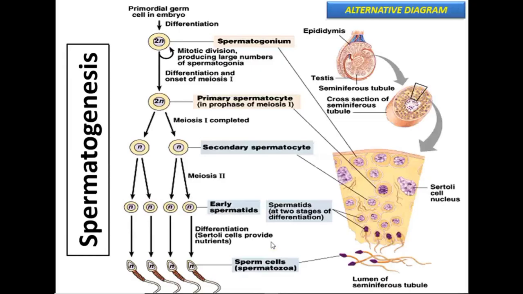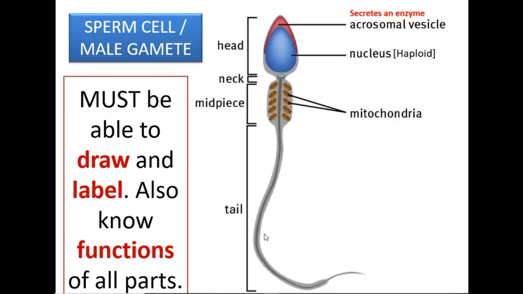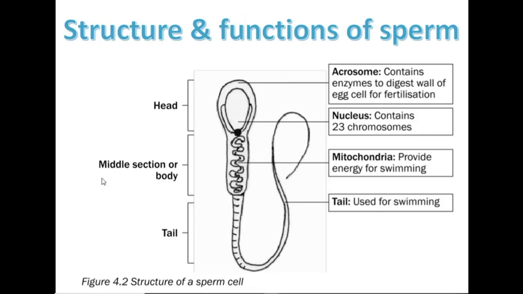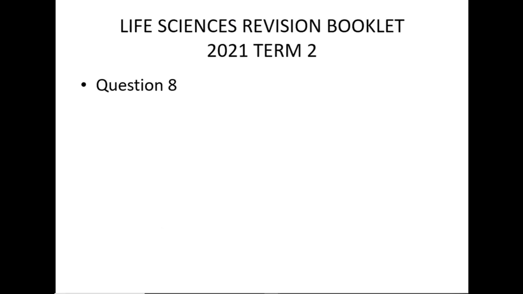Then this is just a diagrammatical image of the production of sperm, what we refer to as spermatogenesis. Once again, I'm not going to go through it. You just study it as it is in the guideline. There's again a reminder of the sperm cell, what you need to know for the sperm cell: to draw it, to label it, and the functions. And once again, that's just another reminder of the sperm cell over there.